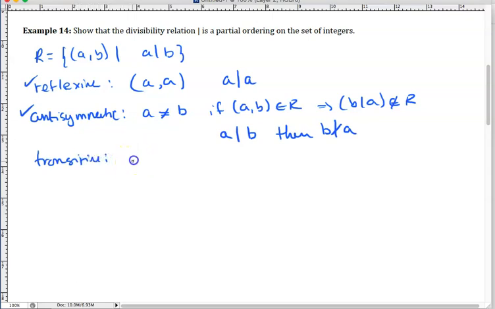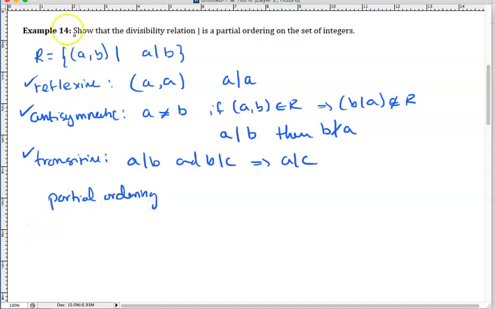Now transitive says that if a divides b and b divides c, then a is going to divide c. And this is true. I think we've proven it a couple of times, once earlier in this lesson and once a few sections ago. So this is also transitive. So the divides relation is a partial ordering on the set of integers. Cool.